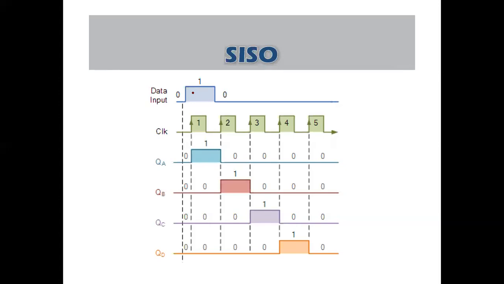So in my data input, initially it was 0, I am applying 1, and again I am making it 0. In the first clock pulse, the 1 comes out of the first flip-flop. On the second clock pulse, the 1 has jumped to the second flip-flop. In the third clock pulse, the same 1 jumped again to the third flip-flop. And in the fourth clock pulse, the 1 jumped again to the fourth flip-flop. So if I take the serial output here, I'll get 0, 0, 0, 1.